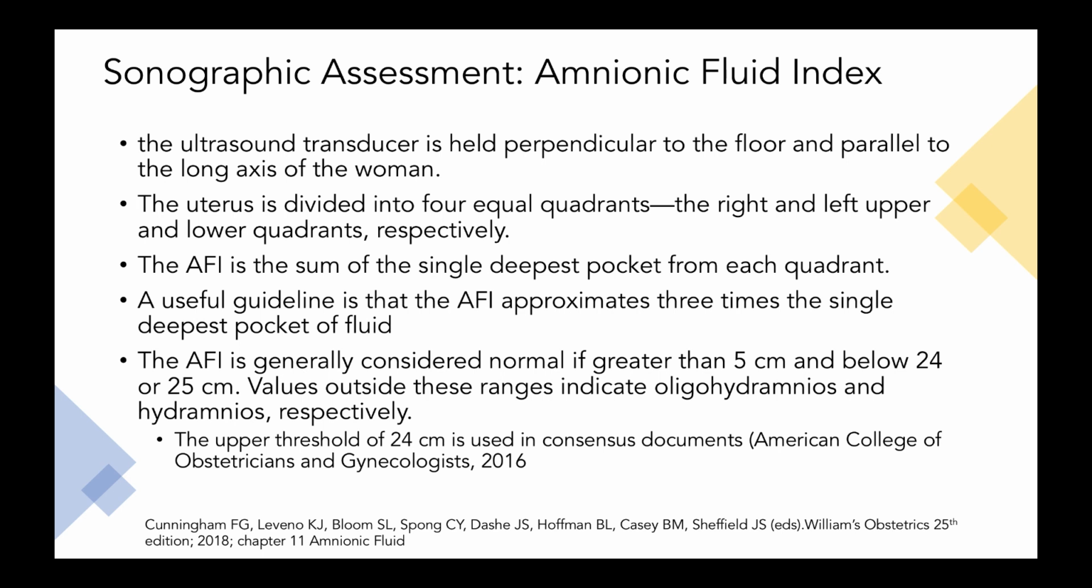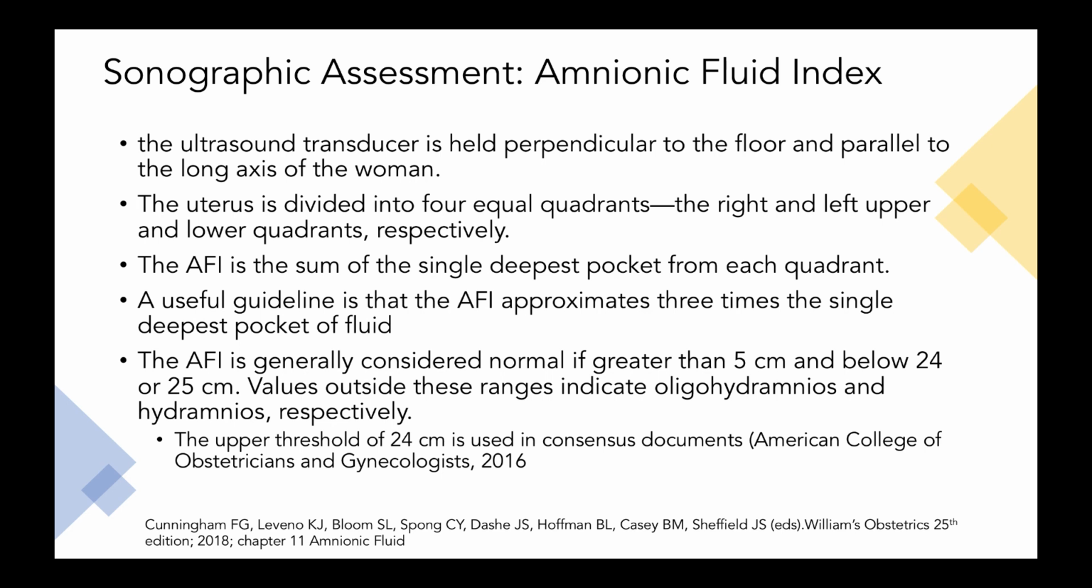Another method is through AFI, or the Amniotic Fluid Index. We do this by placing the ultrasound transducer perpendicular to the floor and parallel to the long axis of the woman. The uterus is divided into 4 equal quadrants: the right upper quadrant, the left upper quadrant, the right lower quadrant, and the left lower quadrant. So the AFI will be the sum of the single deepest pocket from each of these quadrants. A useful guideline is that the AFI approximates 3 times the single deepest pocket of fluid.